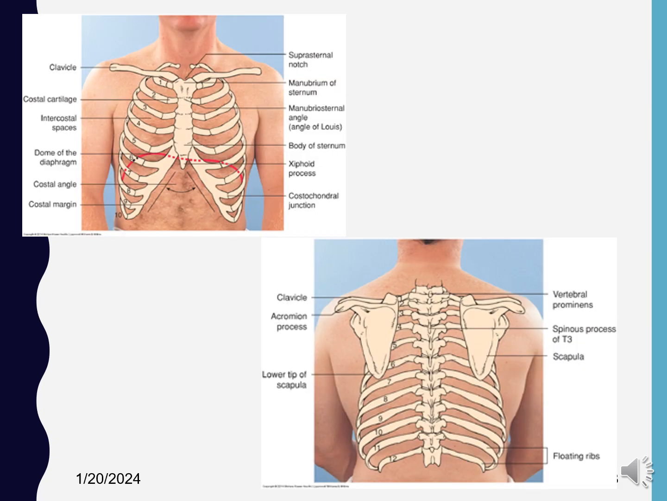If you look at these structures on the picture, this will help you visualize because the skin on the outside is going to be different for each patient, but we anticipate the thoracic cage is going to have some type of structure or framework that we can follow.